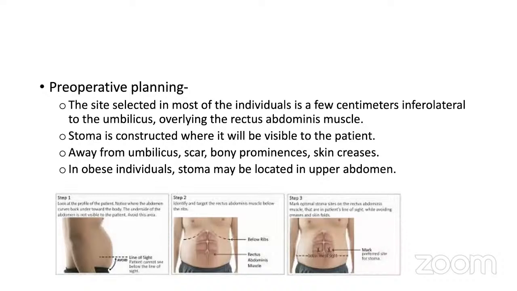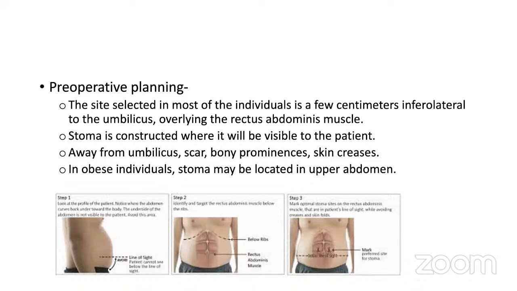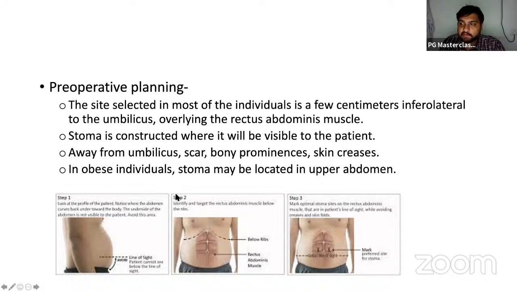In preoperative planning, the site is selected. In end colostomy, the site selection is an important thing which should be done by the enterostomal therapy nurse. The site selected in most individuals is a few centimeters inferolateral to the umbilicus, overlying the rectus abdominis muscle, either on the right side or left side. Stoma is constructed where it will be visible to the patient. So in obese patients, it is usually a little higher up over the pannus of the abdomen, and away from the umbilicus, scar, bony prominences or skin crease. I have also mentioned this previously, sir, in ileostomy.